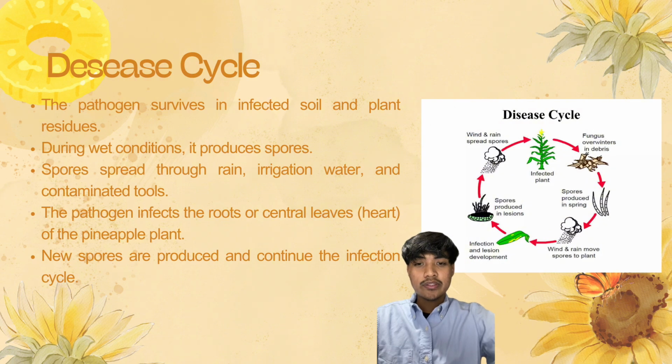The disease cycle begins when the pathogen survives in the soil or infected plant parts. When there is high moisture or heavy rain, the pathogen produces spores. These spores are very small and can move easily in water. The spores are then spread by rainwater, irrigation water, or farming tools. After that, they infect the pineapple plant, usually through the roots or the center heart of the plant. Once inside the plant, the pathogen multiplies and causes rotting. It then produces more spores, and the cycle continues, spreading the disease to other plants nearby.